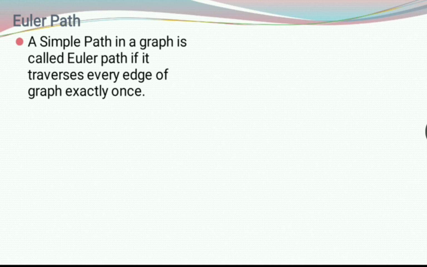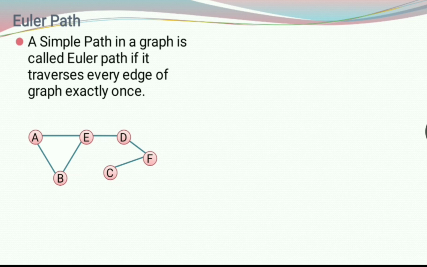So if you have a graph something like this, if I start the path from C, then the path goes from C to F, and then from F to D, then from D to E, then from E to A, then from A to D, and then finally from B to E. So in this way the path has traversed every edge of the graph, and such kind of path is called Euler path.